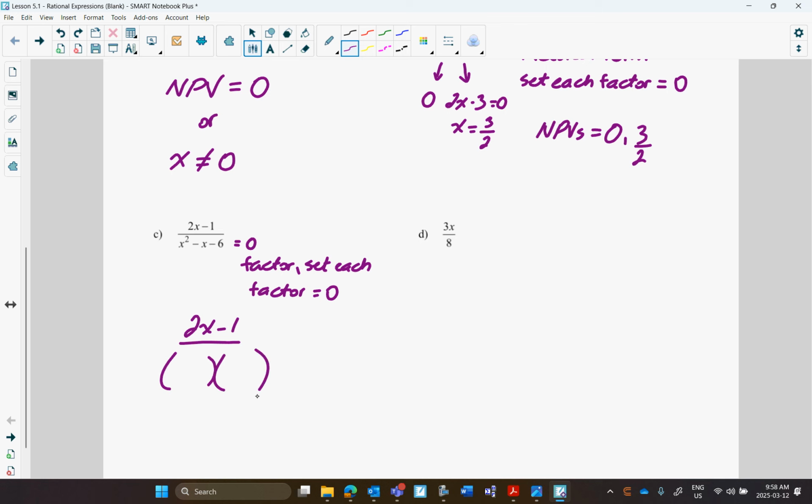What we got? Now you don't have to show the additional work. You can just go straight to the NPVs. What value of x makes this 0? Negative 2. What value of x makes this 0? Positive 3, and there we go. Or again, you could say x not equal to -2 or 3. Either one is fine.